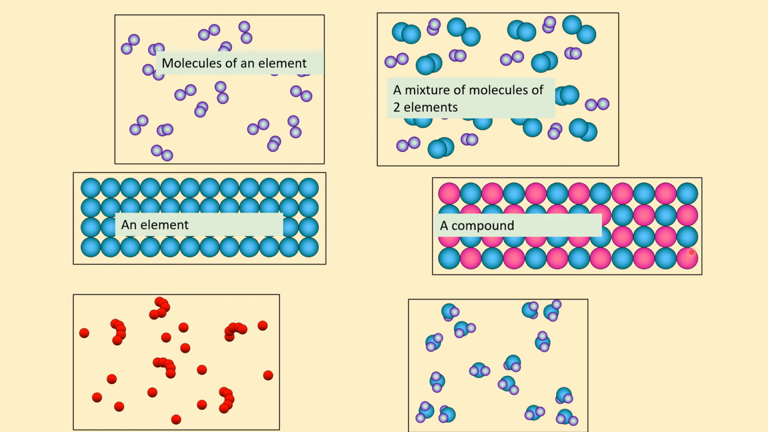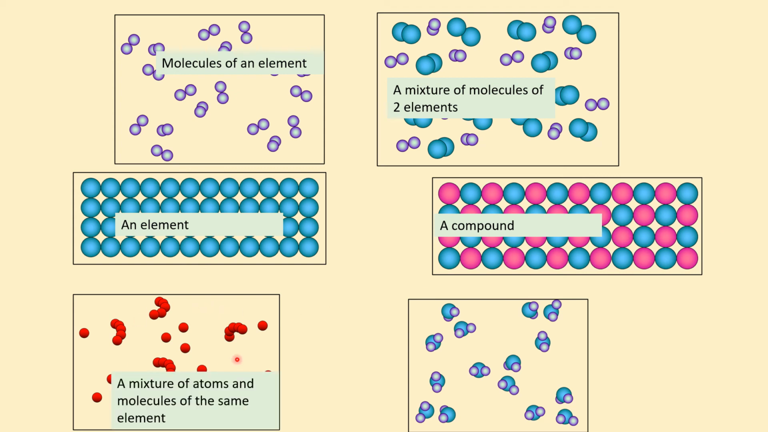This one is a compound because we've got 2 different types of atoms, 2 different elements, pink element and blue element. And they are chemically joined together because they're all touching. So that is showing you that it's a compound and not a mixture.